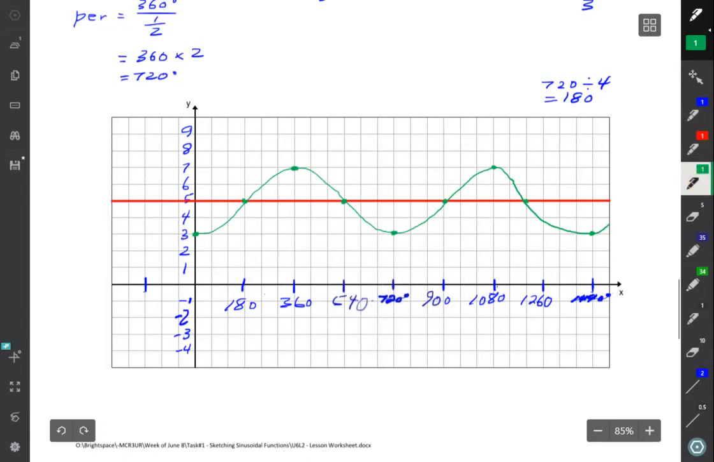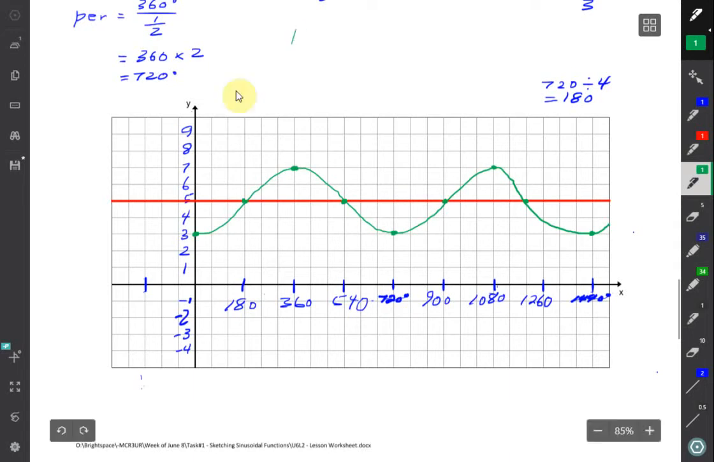So there's 2 cycles. I did go ahead and just finish that little bit there to the edge of the graph. Really, there's 2 cycles from here to there. And that's how we graph a sinusoidal function. We've been asked to do the domain and the range of this graph. Even though we only graph 2 cycles, when we're doing our domain and range, that's for the entire function.